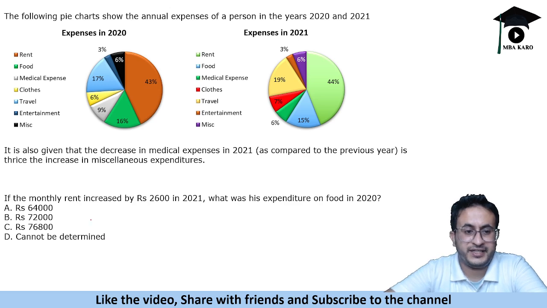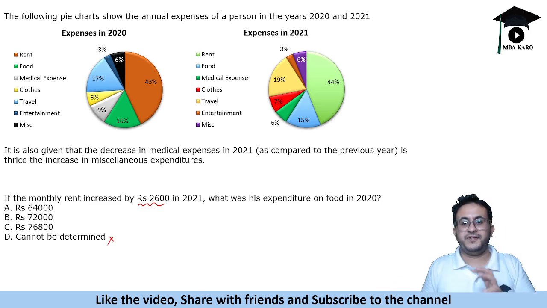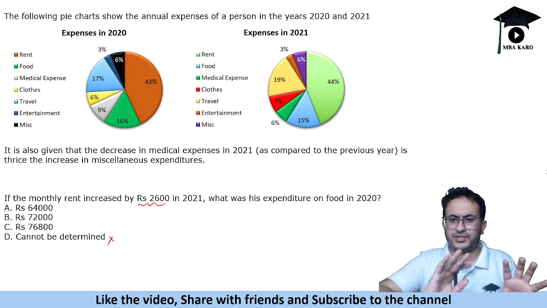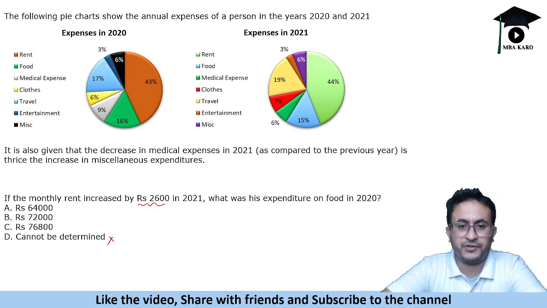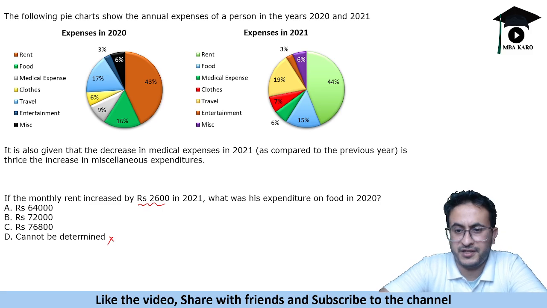Now it says, if the monthly rent increased by 2600 in 2021, what was his expenditure on food in 2020? Now you might think, how can we find absolute value here? We can, because we are given some data here. So cannot be determined won't be the answer here. In the previous question, we were not given any of the numbers. We were just given the percentages and ratios. That's all we knew. So we could not find absolute value. But in this particular question, we are given one of the values. So we shall use it to find the answer.